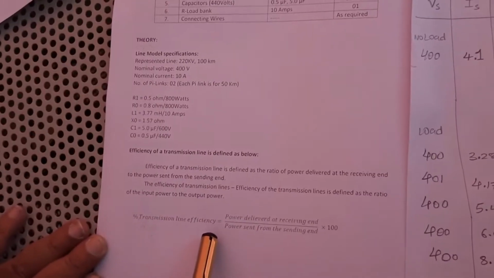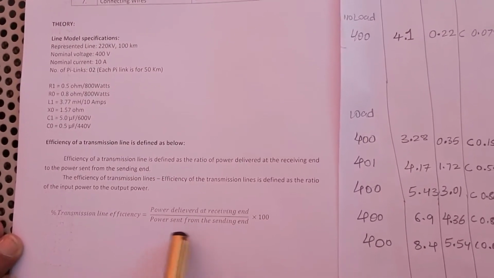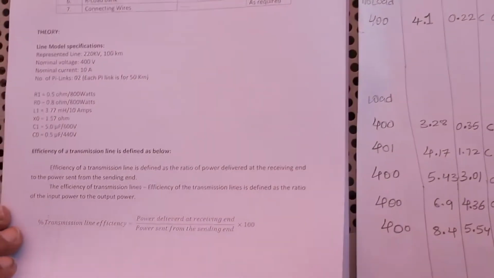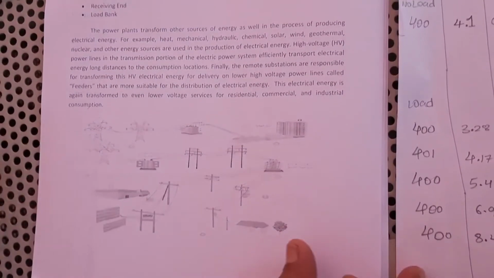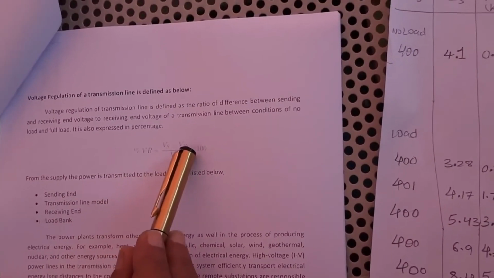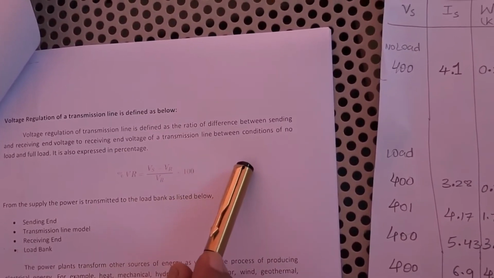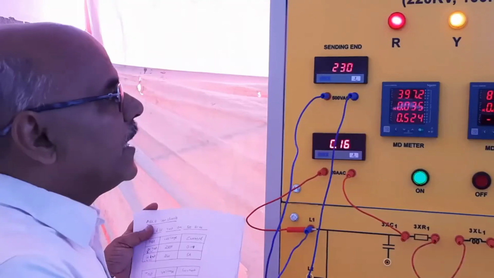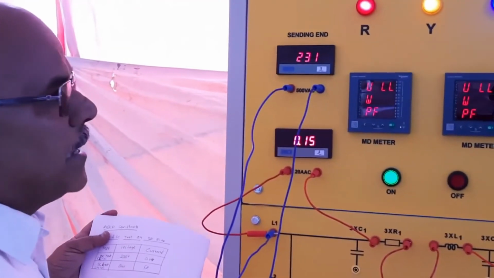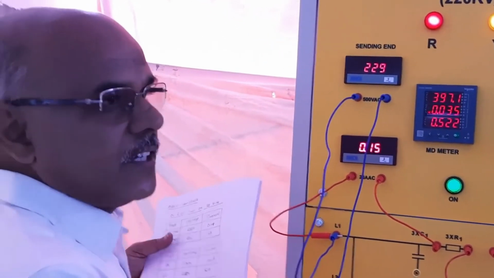We have a formula to find out the regulation and efficiency of a given transmission line. Power delivered at the receiving end divided by power sent from the sending end, into 100, will be our line efficiency. To find the regulation of a given transmission line, we have Vs minus VR divided by VR, into 100, which will be our voltage regulation. We completed two experiments: one, the basic Ferranti effect, and two, the regulation and line efficiency experiment.